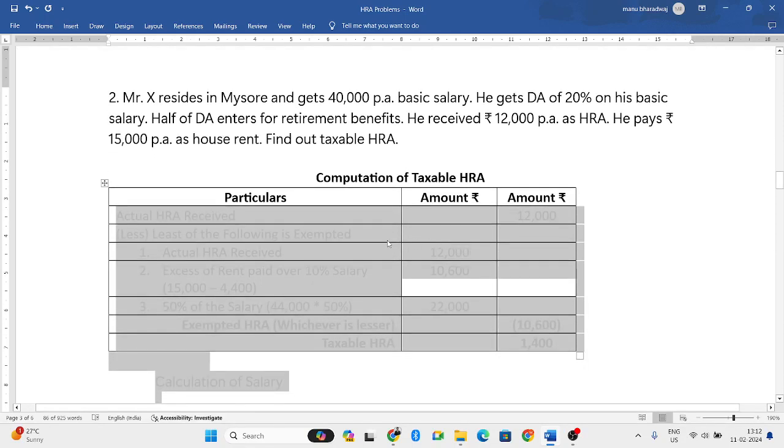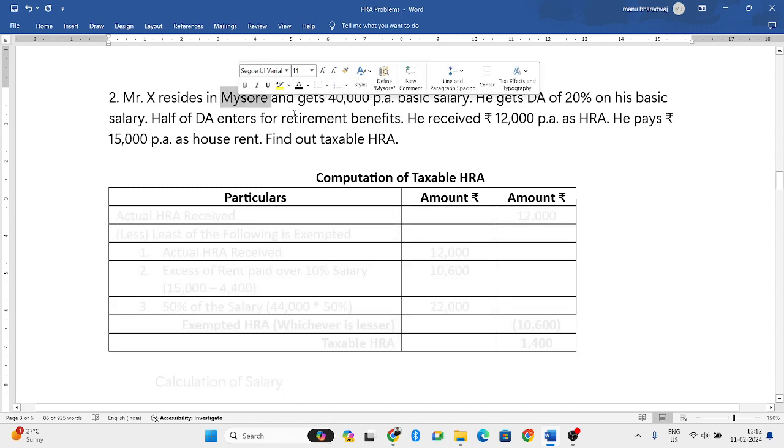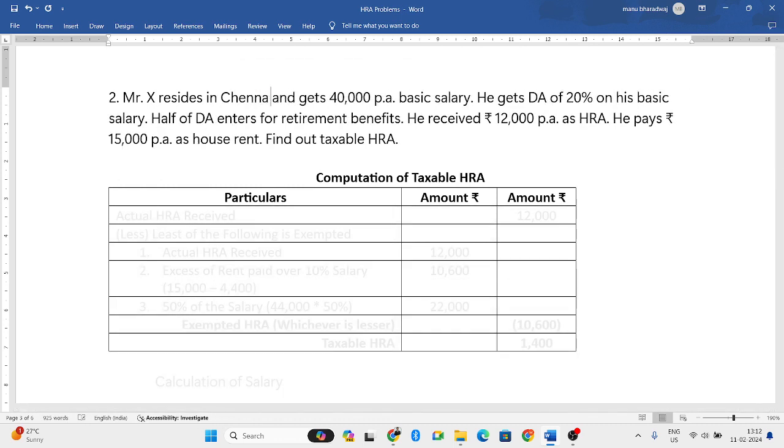In this particular video, let us discuss one more problem related to HRA. Mr. X resides in Chennai. So Mr. X is residing in Chennai. Chennai means 50% of the salary will be given as exemption, the third exemption.